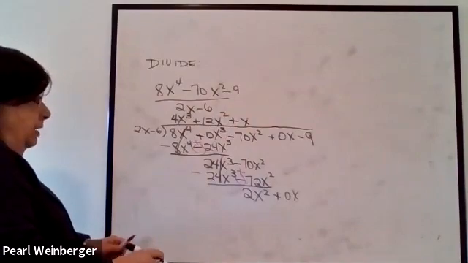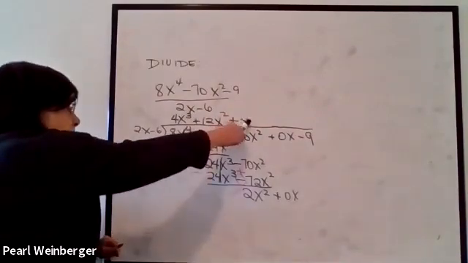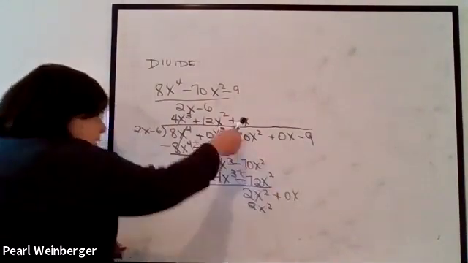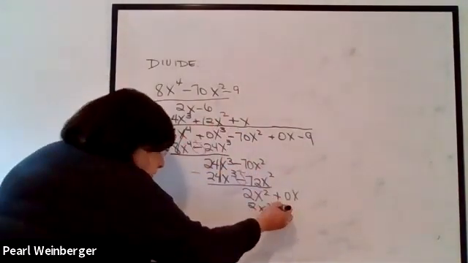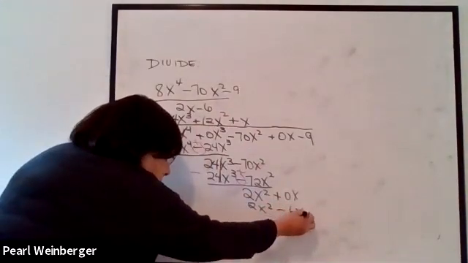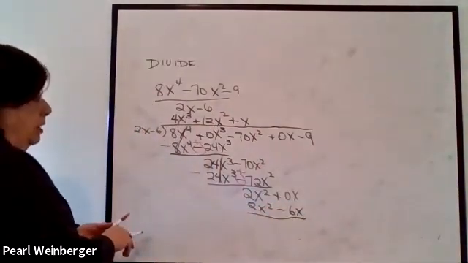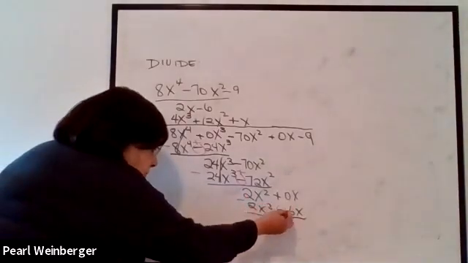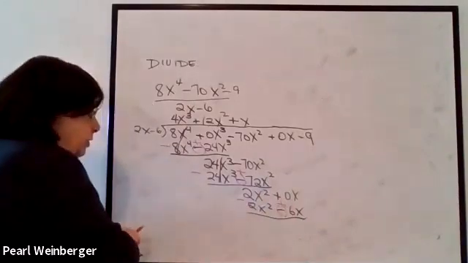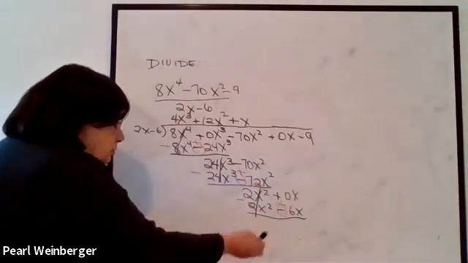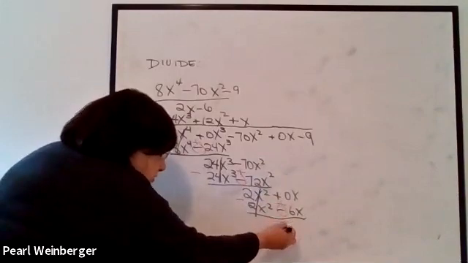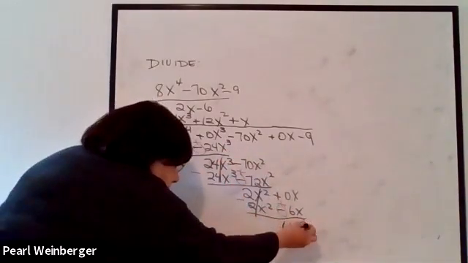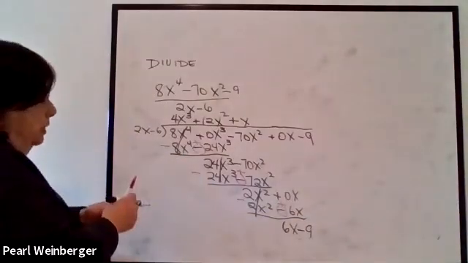and I multiply by that x. So x times 2x is 2x squared. And x times negative 6 is negative 6x. And now I'm subtracting again. So this is a negative, this becomes a positive. The 2x squared and 2x squared cancel, 0x plus 6x gives me 6x. And I get a minus 9. Bring down the minus 9.